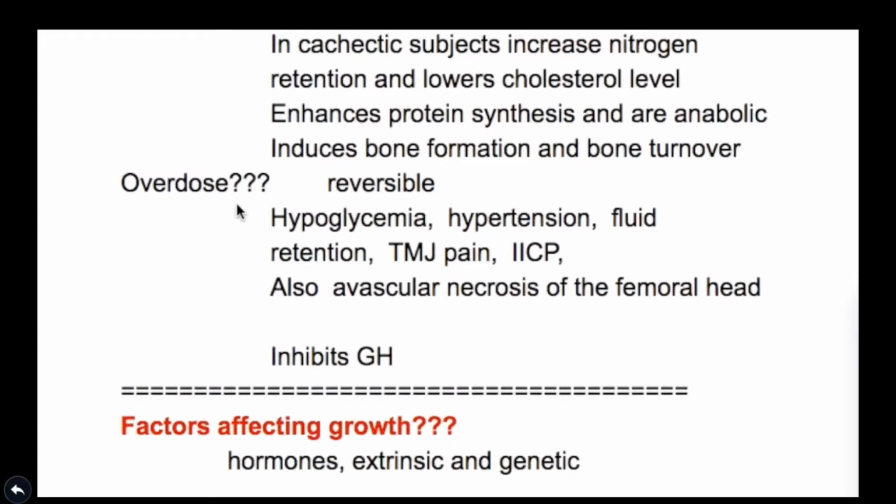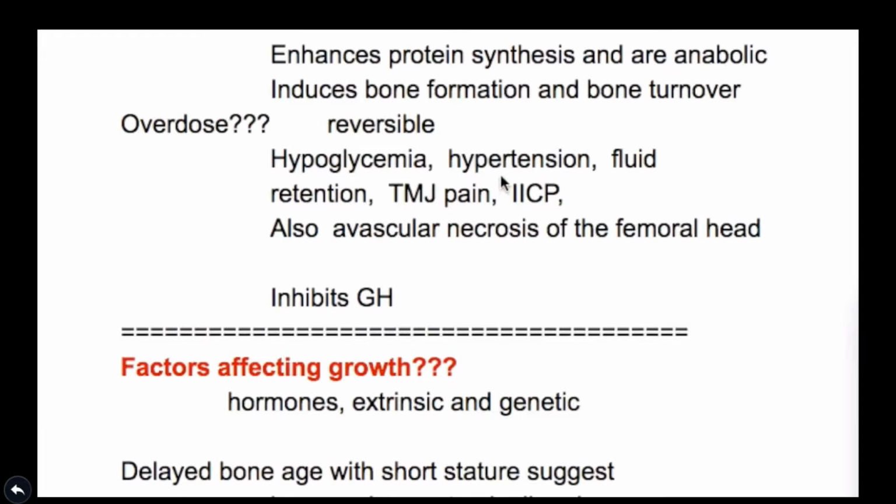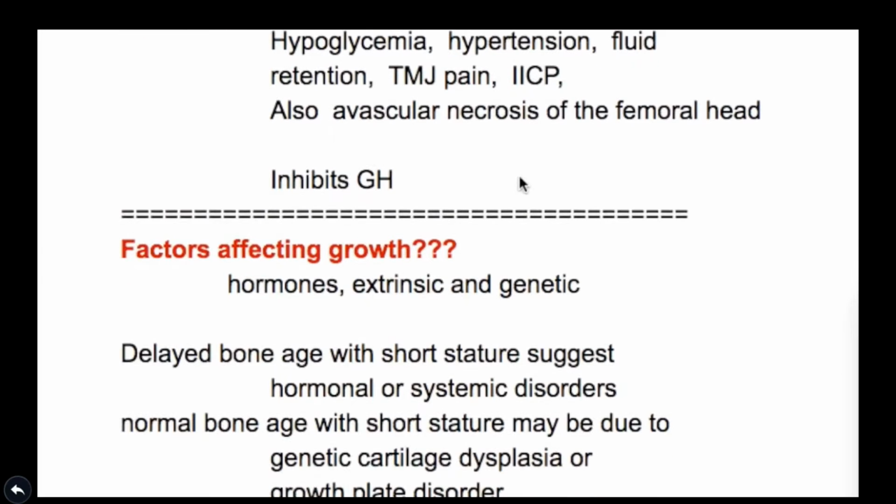What are the side effects of overdose of IGF? It causes reversible hypoglycemia, hypertension, fluid retention, temporomandibular joint pain, and increased intracranial pressure. Avascular necrosis of the femoral head has also been reported. It inhibits the GH itself.